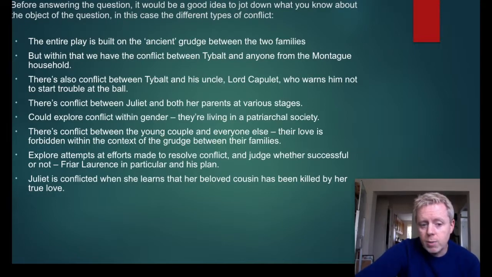And Juliet is conflicted when she learns that her beloved cousin has been killed by her true love, Romeo. So there's lots of different types and forms and examples of conflict throughout. I've just jotted down a few initial notes. Now let's see if any of these can be applied to the actual question and extract that we're focusing on now.